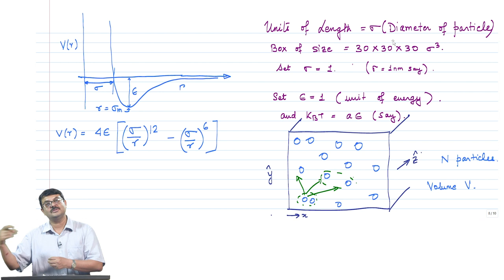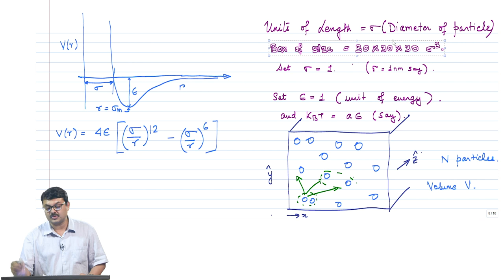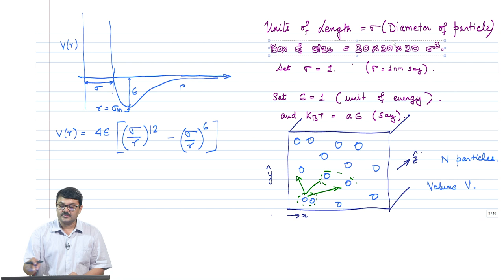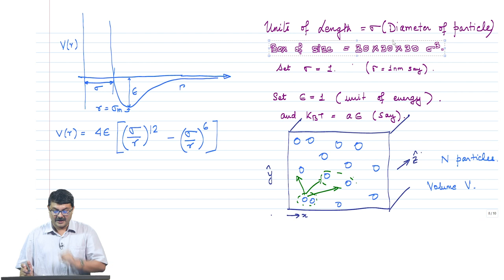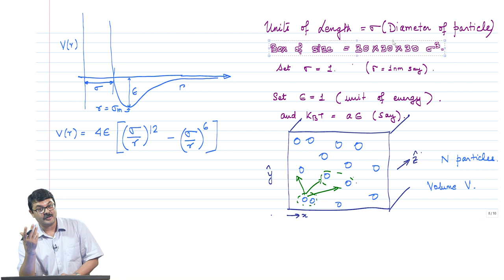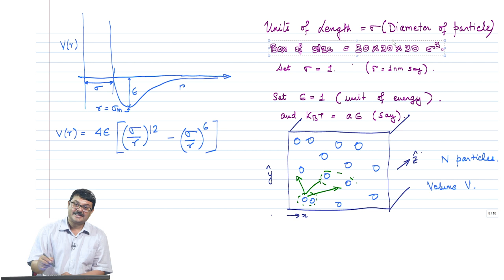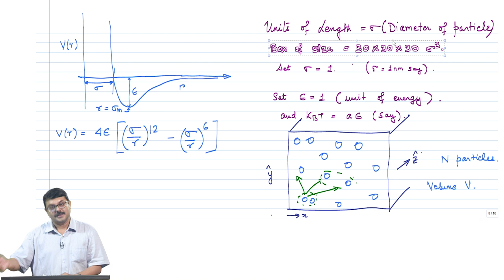Suppose you have a box size which you can choose to be 30 sigma, 30 cross 30 cross 30 sigma, which means that the length of the box is 30 times the diameter of the particles, right. And then, of course, you have x, y, and z, the three directions, that is 30 cross 30 cross 30 sigma. And well, you can also set sigma equal to 1 nanometer if you are studying some system with a particle size of 1 nanometer or 1 micron, whatever it be. So, you basically set that to be equal to 1 and measure all other distances in terms of those units.